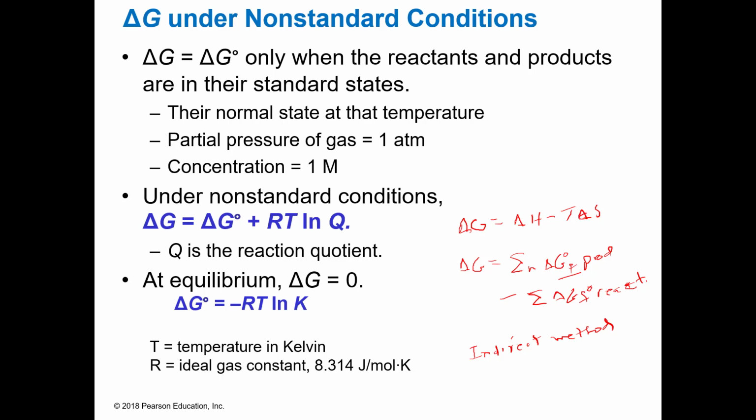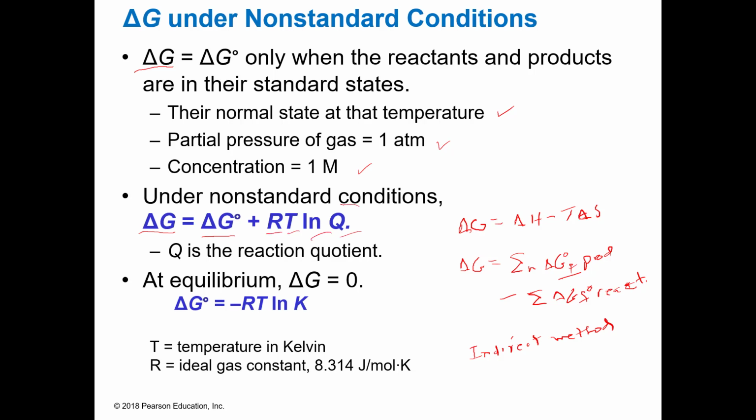So again, a lot of times we're dealing with non-standard conditions. So again, standard applies only when the reactants and products are in their standard states. Their normal state at room temperature, 1 atmosphere pressure, 1 molar concentrations. Anything outside that, we're going to be solving for delta G. All right. So here is the equation. You're going to memorize this equation. Delta G, non-standard conditions, is equal to the standard delta G plus RT ln of Q.